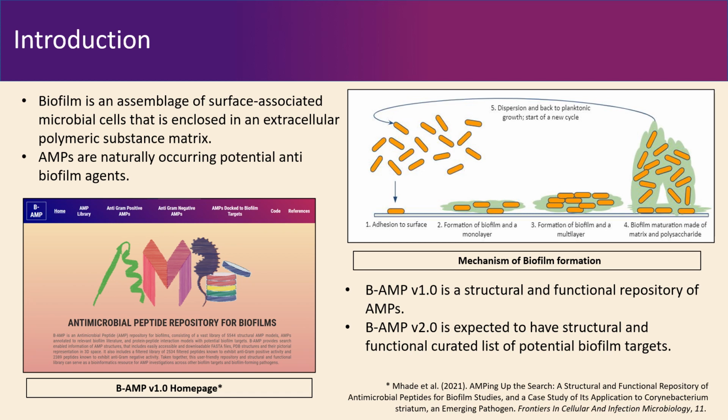Antimicrobial peptides, or AMPs, are agents released as a defense mechanism by all organisms in nature. BAMP version 1.0 was a structural and functional repository of AMPs sourced from various organisms. This data was useful to study the effect of AMPs on protein targets responsible for biofilm formation. Currently, biofilm researchers don't readily have a curated list of all biofilm targets available. A curated list like this can be used to treat and prevent disease proliferation. So here comes BAMP version 2.0, a structural and functional repository of such biofilm targets.